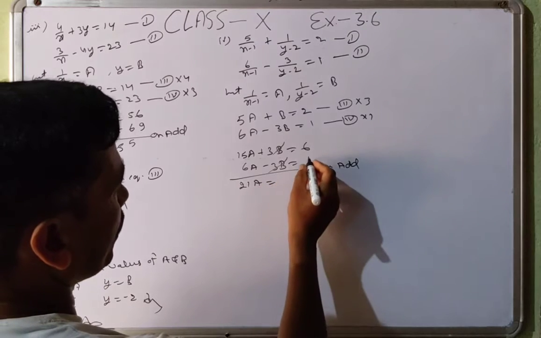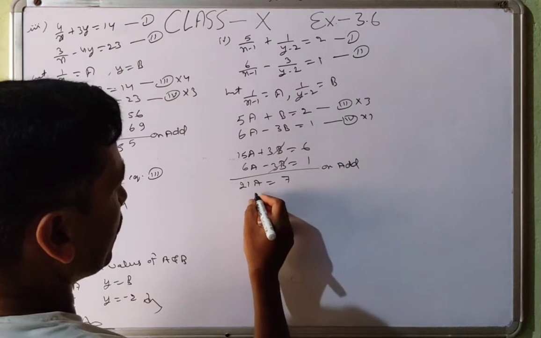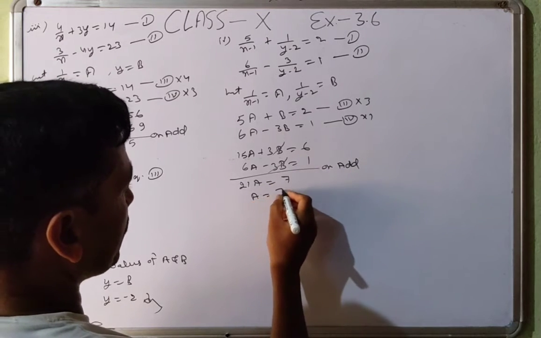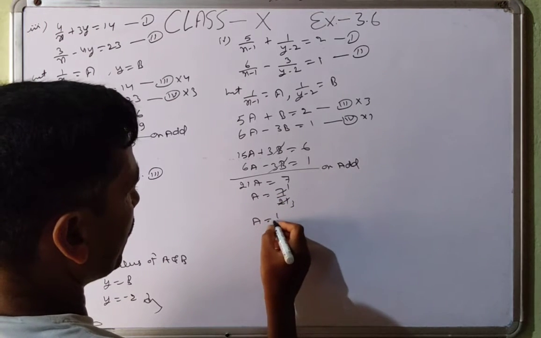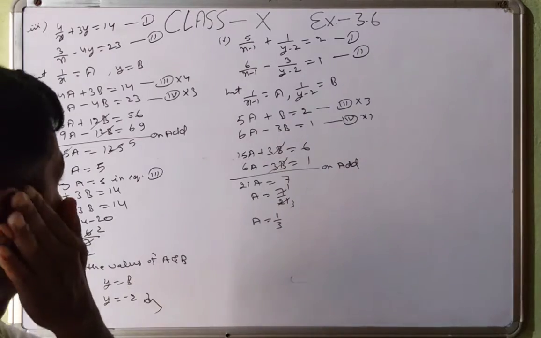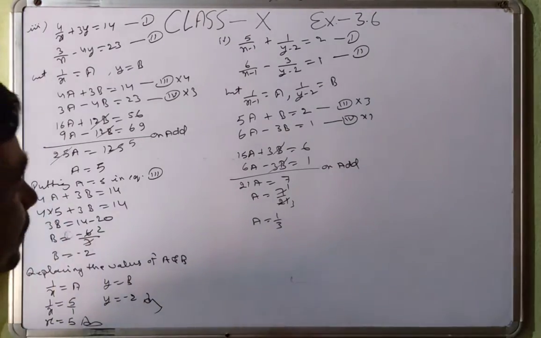21a is equal to 7. So a is equal to 7 upon 21, 7 ones are 7, 7 threes are 21. So a is equal to 1 upon 3. a is equal to 1 upon 3.